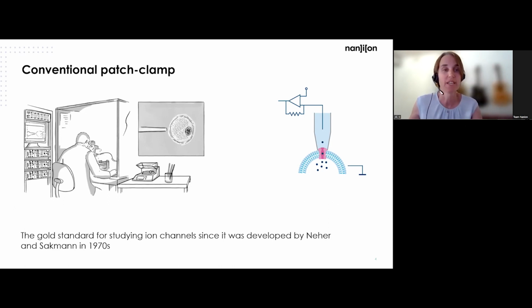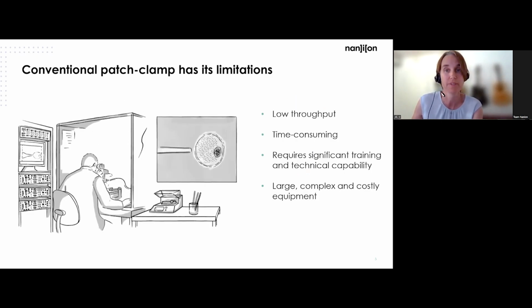They also need an anti-vibration table and a Faraday cage. They need to be able to pull pipettes, and they need to be very skilled to perform the experiments. Although conventional patch clamp is a very information-rich technique and is still considered the gold standard for recording ion channels, it does have some significant limitations, including its low throughput and the requirement for skilled personnel to perform the experiments. It can become quite a bottleneck in some projects requiring electrophysiology data.